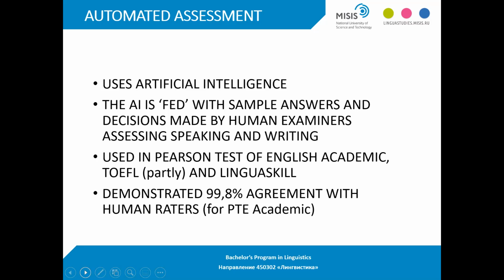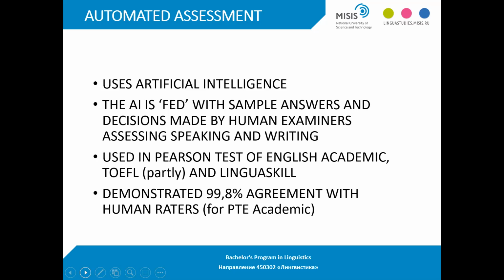Partly it is, as I said, completely used by Pearson Test of English Academic. TOEFL exam is approaching this. So they are still feeding this artificial intelligence. It doesn't have enough information to work independently. So they first give the system the chance to assess a piece of writing, for example, and then the human examiner is assessing it as well. And the human decision, the decision of the human examiner, prevails.